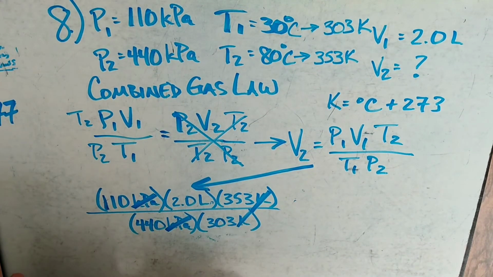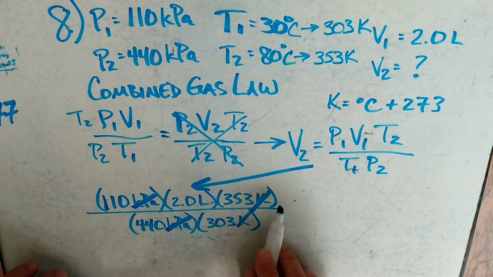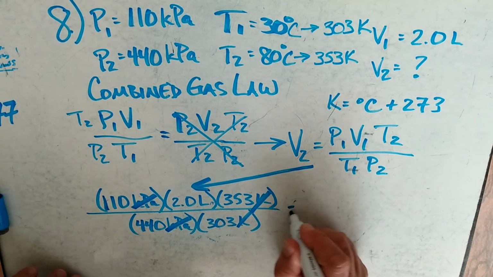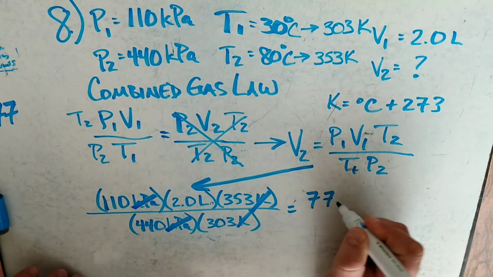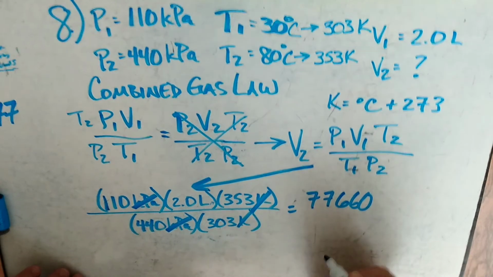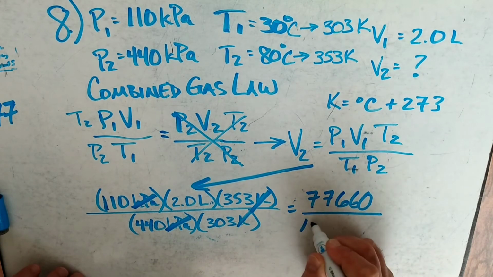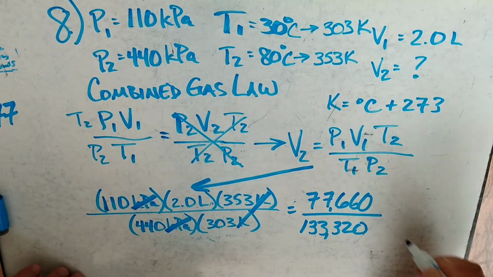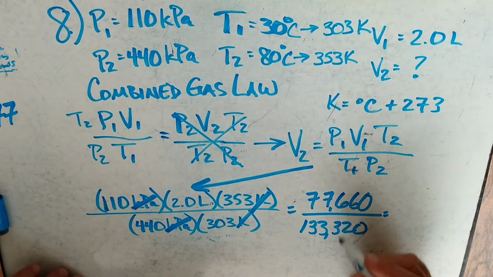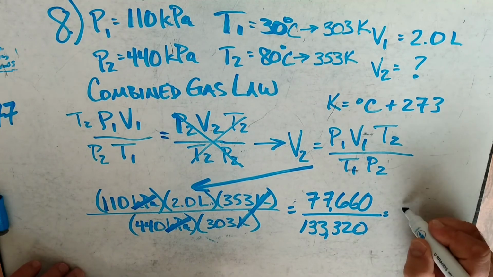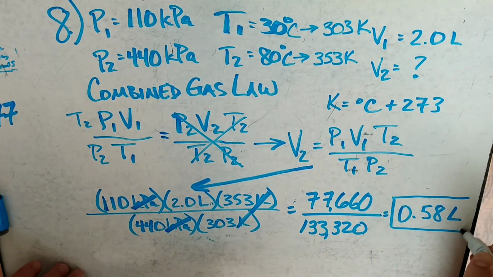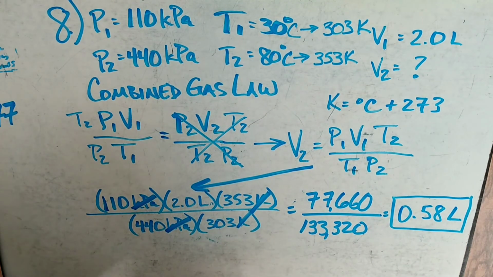Now we could just crunch it straight into our calculator. If we crunch it straight into our calculator, we end up getting on top 77,660, all divided by 133,320. And when we do this, finally crunch that into the calculator, we get 0.58 liters. And that is our second volume that we are looking for.